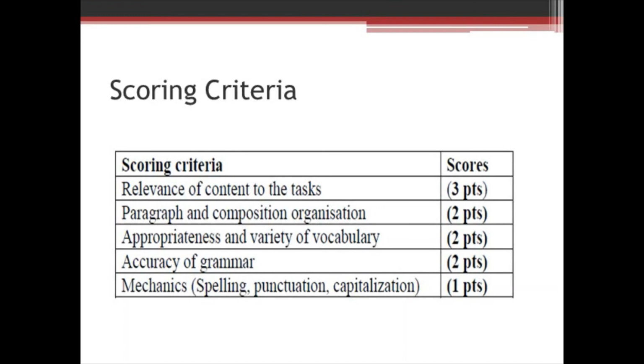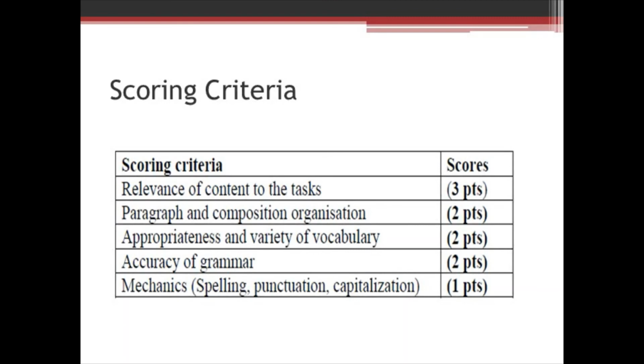Next, appropriateness and variety of vocabulary. Here you show what you have learned, the vocabulary that you have, and spelling, how you put the word in the right expression or in the right sentence. So you are given 2 points. Accuracy of grammar, 2 points. Mechanics, spelling, punctuation, capitalization, you have 1 point. So this table is very important to know.